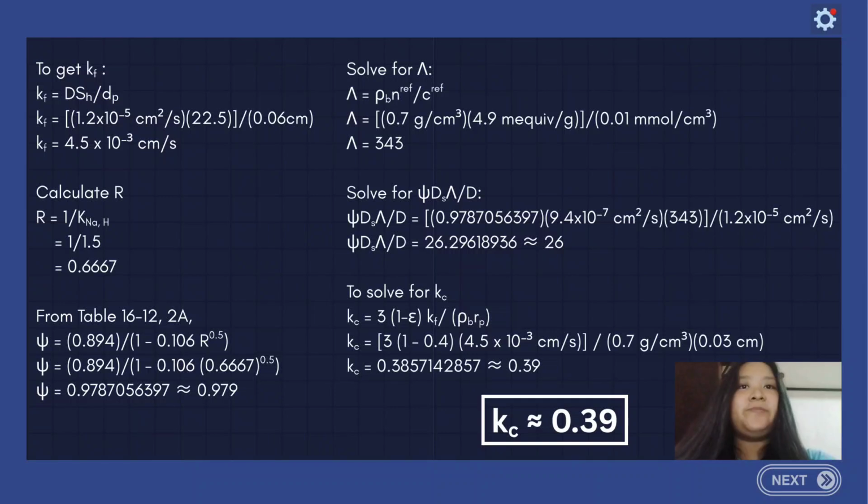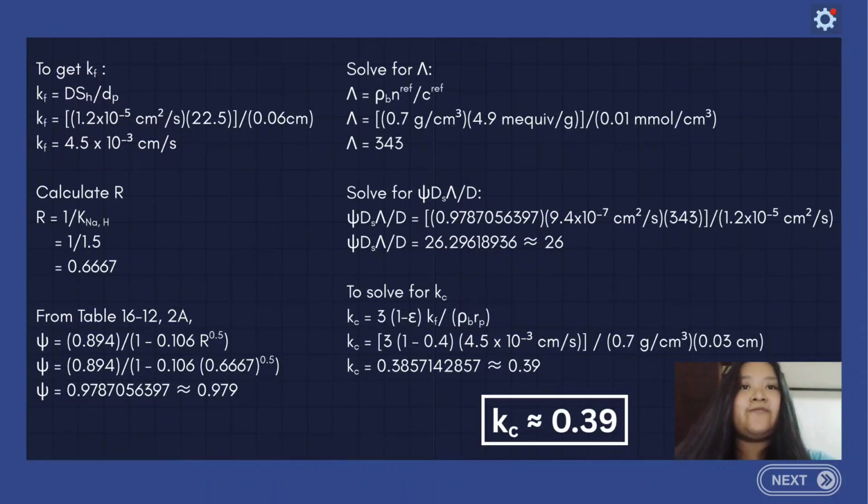To get the film mass transfer coefficient, we have to multiply the diffusion coefficient of sodium ion and the Sherwood number over the particle diameter. So 1.2 times 10 raised to negative 5 cm squared per second times 22.5 divided by 0.6 cm, which is equal to 4.5 times 10 raised to negative 4 cm per second.